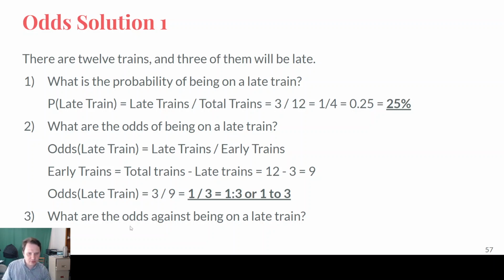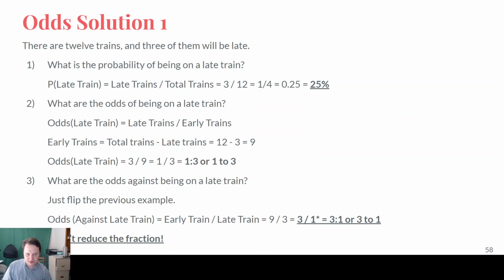Here's an interesting question. What are the odds against being on a late train? Do you see how this one has the word against? The odds against being on a late train, you just flip it. You just flip whatever it is that you're finding. So the odds against being on a late train is the on-time trains divided by the late trains. So you just flip it: 9 to 3, or 3 to 1. You see how that's just the flip of the odds of being on a late train. Late train is 1 to 3. Against late train is 3 to 1.